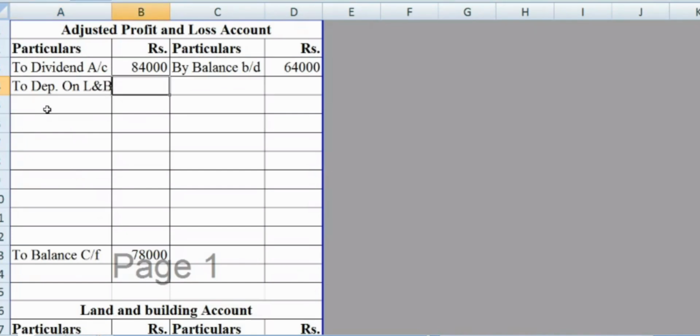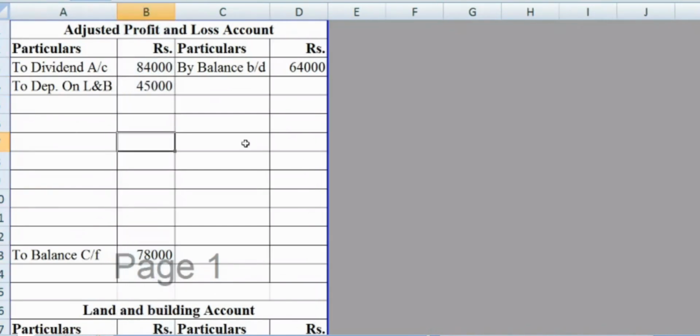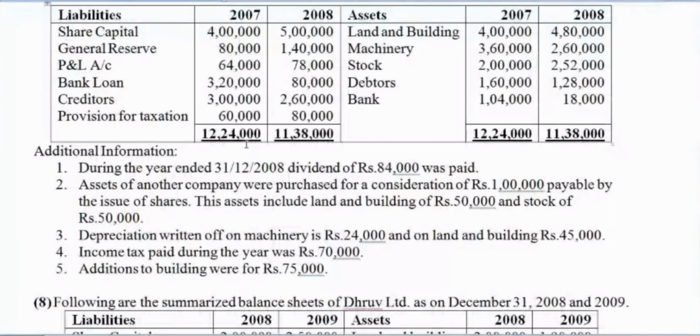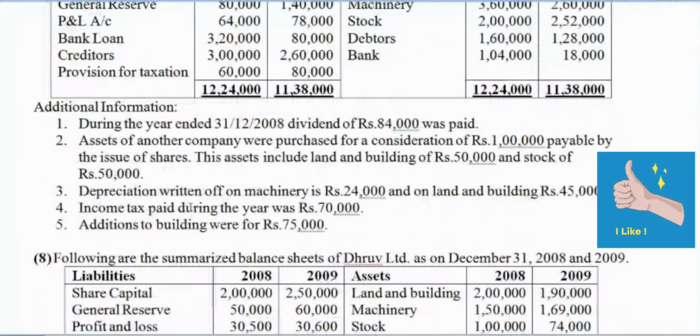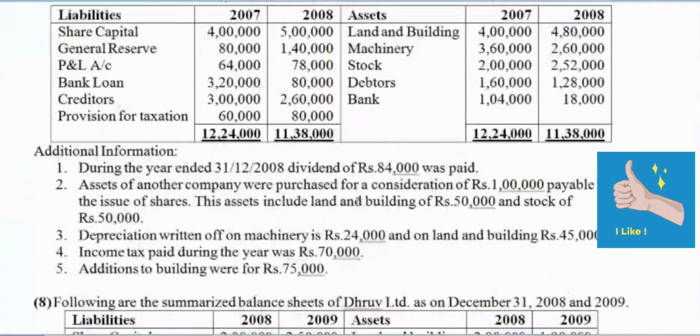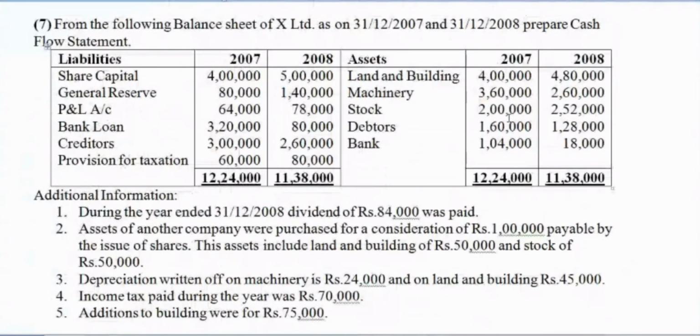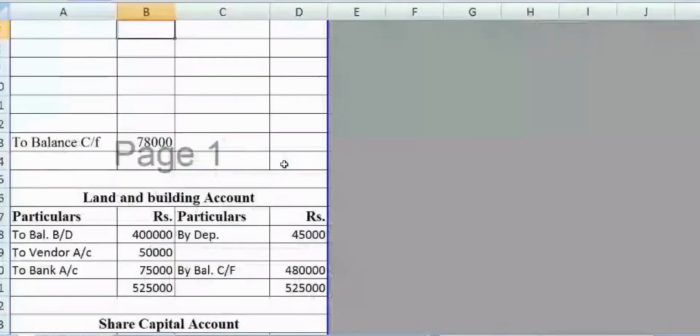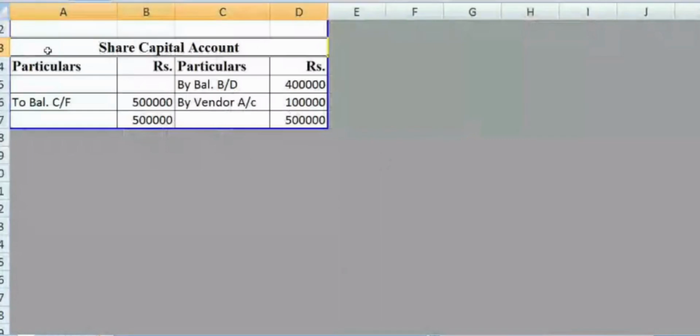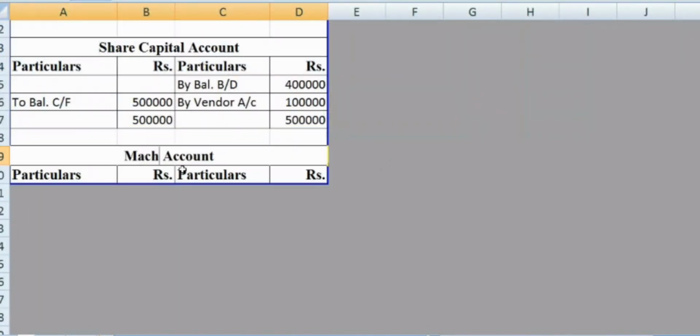Amount 45,000. Okay. Next point. Depreciation on machinery 24,000. So we need to prepare one more account, that is the machinery account. Here we prepare the machinery account. On the debit side, what is the balance? To balance brought down, tell me the amount.